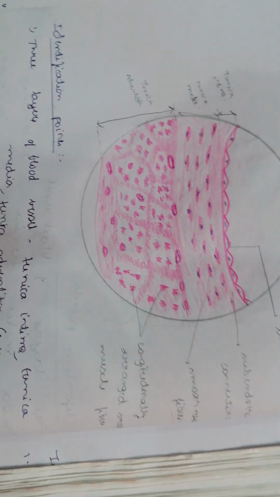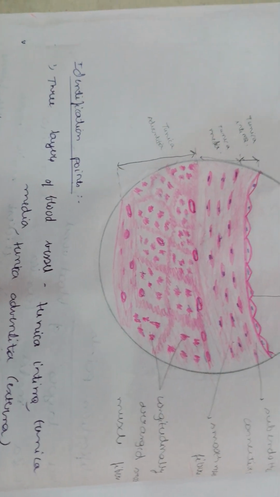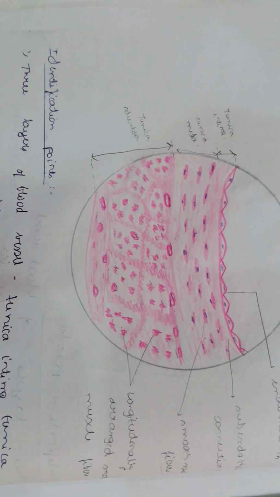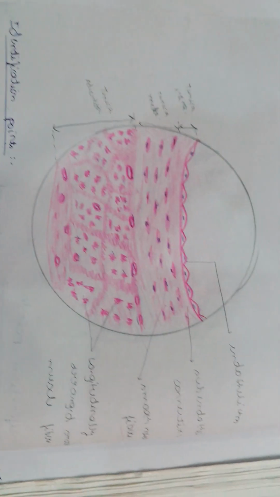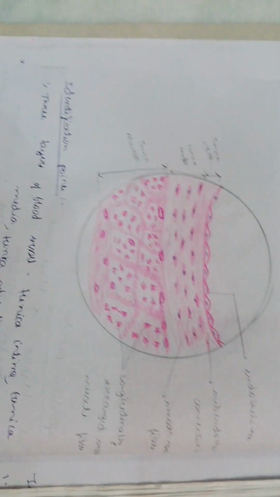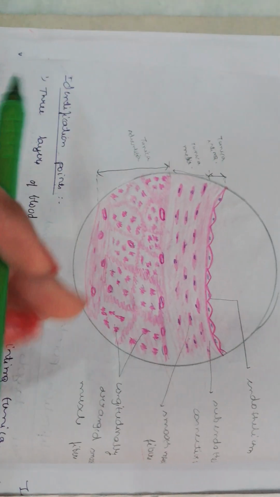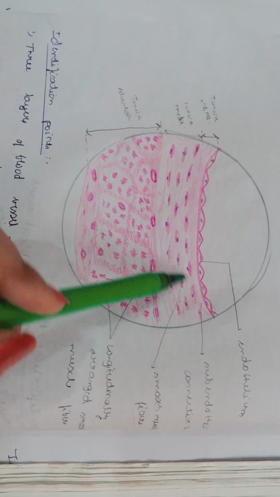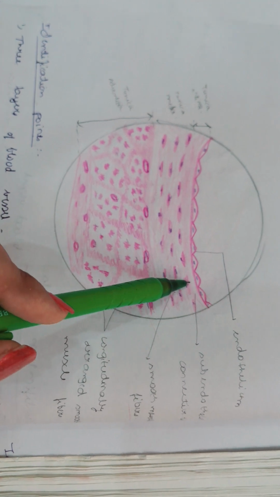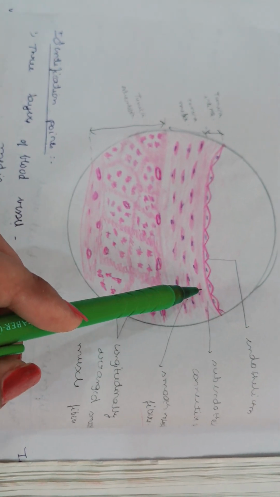Now the tunica intima is the innermost layer and it contains endothelium, which consists of flat squamous cells that line the lumen, and subendothelial connective tissue, and internal elastic lamina. Subendothelial connective tissue and internal elastic lamina are not well defined.